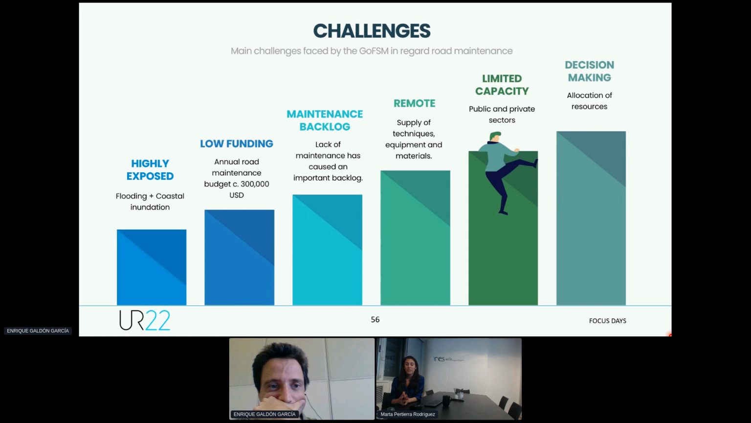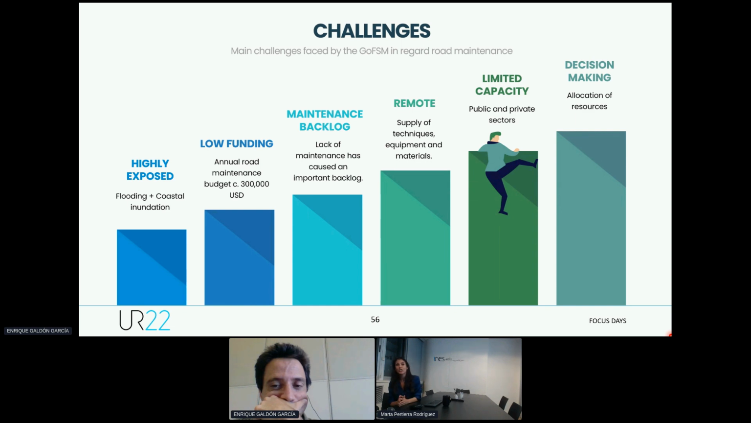So the money that is available every year to do annual road maintenance is not enough to cover all the maintenance needs. So at the end, they create a maintenance backlog. So every year, we are even more behind from the level where we should be in terms of maintenance activities. So the deterioration of the road network is every year a bit higher.